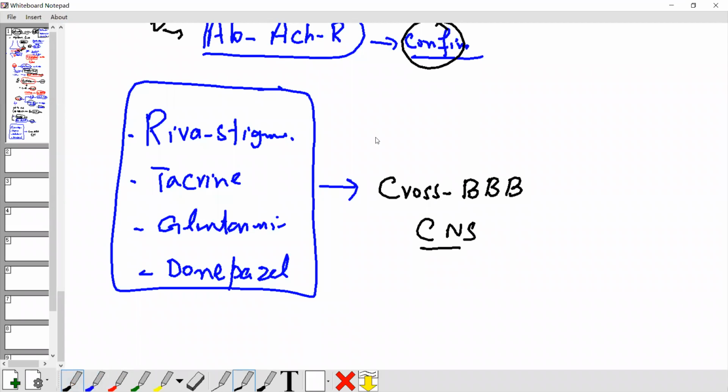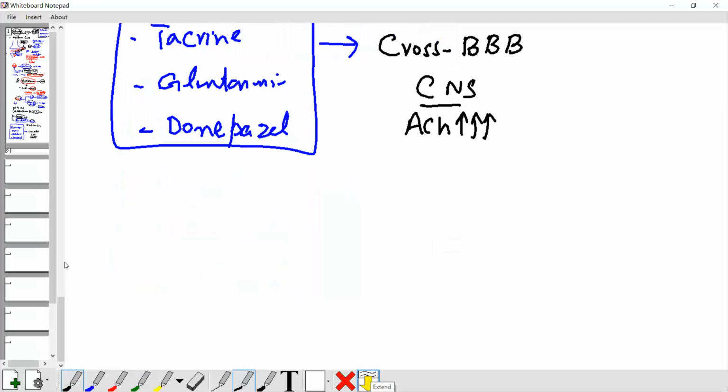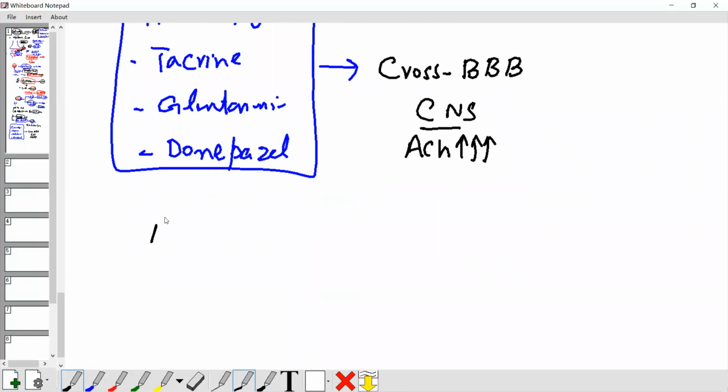So what are these drugs? Again, same group: acetylcholine esterase inhibitors. What are they doing? They are indirectly increasing the level of acetylcholine inside the CNS. So now, we can use them for which disease? Alzheimer disease.